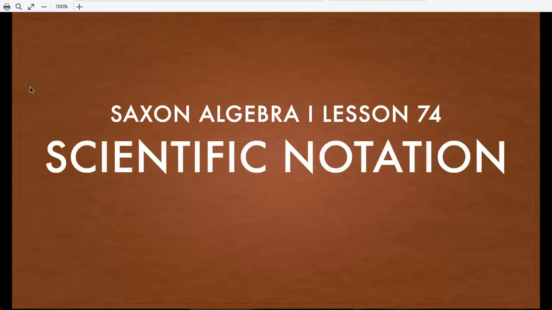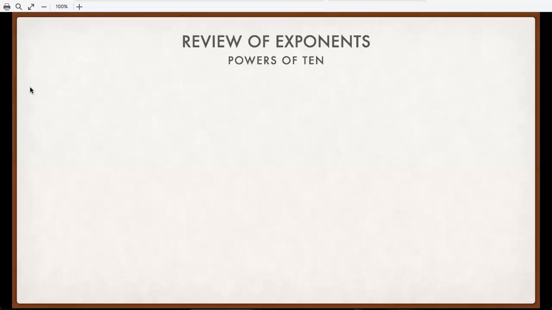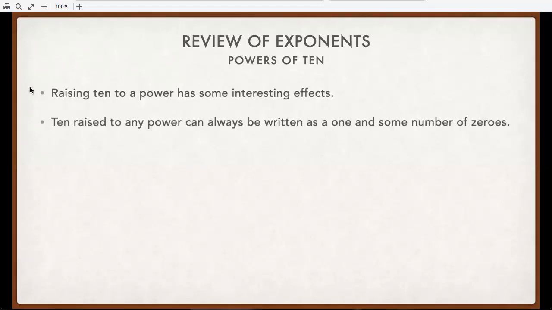Lesson 74, Scientific Notation. Let's begin by reviewing exponents a little bit, and we'll look specifically at what happens when we raise the number 10 to various powers.